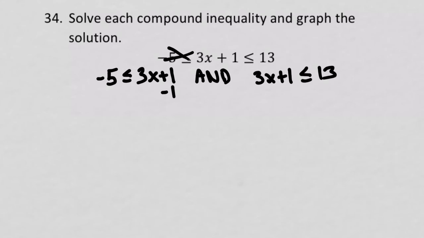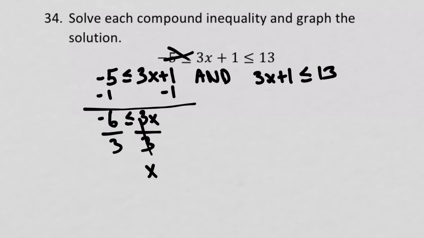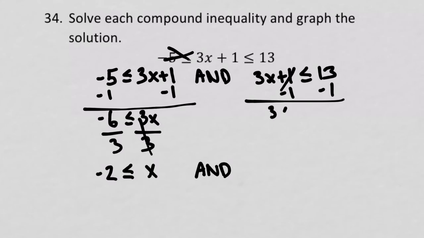So for the first one, I'm going to subtract 1. That's going to be negative 6 is less than or equal to 3x. Divide by 3. Divide by 3. X is on this side. On this side is negative 2. And the inequality symbol does not switch because I divided by a positive number. And I write the word and in between. And we're going to do the other one. Subtract 1. 3x is less than or equal to 12. Divide by 3. Divide by 3. X is less than or equal to 4.